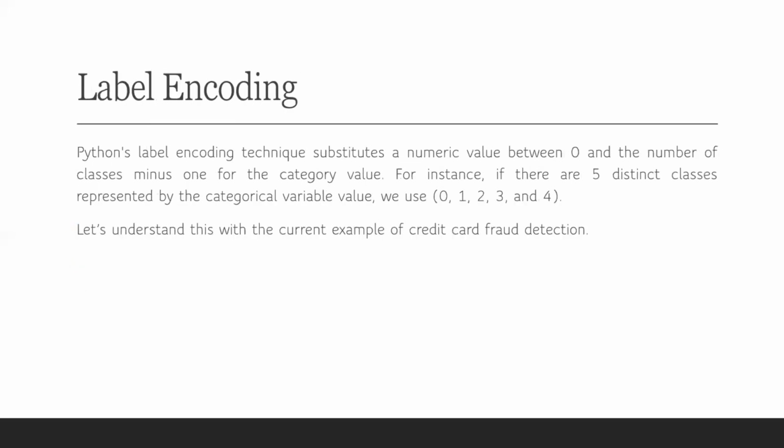So first of all, today we will see the technique of label encoding. Python's label encoding technique substitutes a numerical value between 0 and the number of classes minus 1 for the category value. For instance, if there are 5 distinct classes represented by the categorical variable, we use 0, 1, 2, 3, and 4. Let's understand this with the current example of credit card fraud detection.